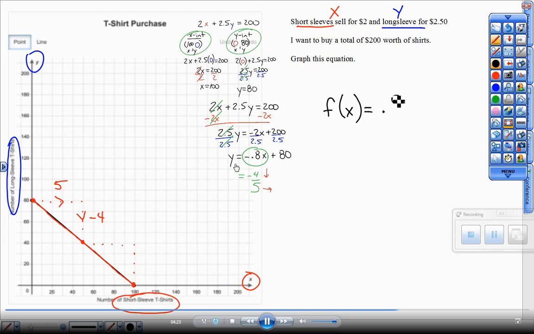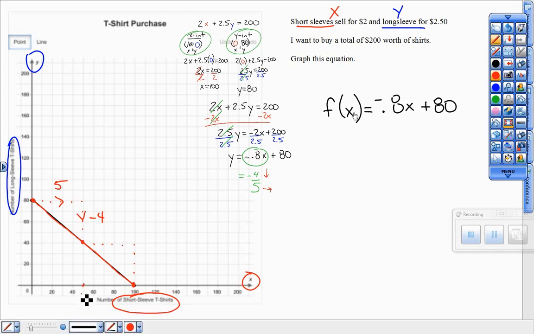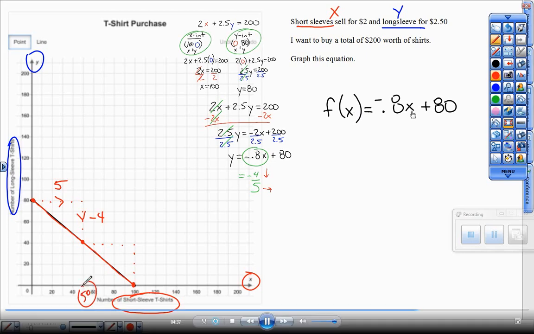I'm going to have you evaluate this for x is 50. So I'm going to plug in 50 right here to show the number that I'm plugging in, and then I'm going to plug in 50 right here and do the math. So this is evaluating the function at 50 short sleeves. I'm plugging in the number 50 for short sleeves: f of 50 equals negative 0.8 times 50 plus 80. This is where I'm doing the math. This is just the notation showing the x number I'm plugging in. This gives me the y number value.